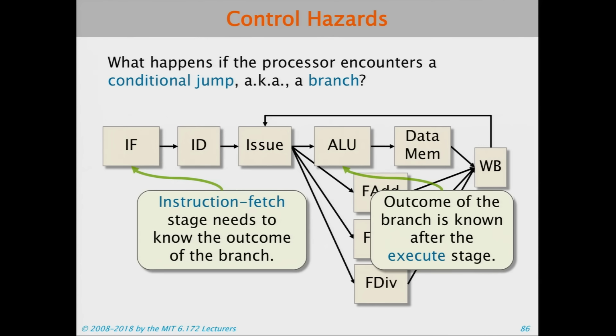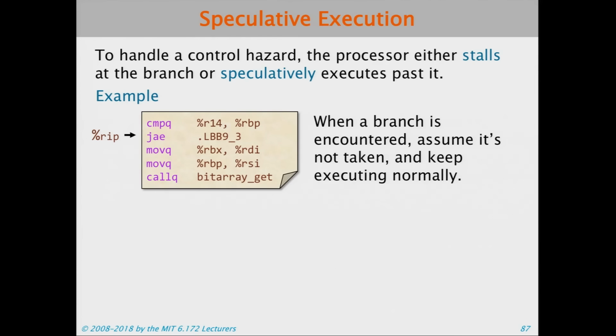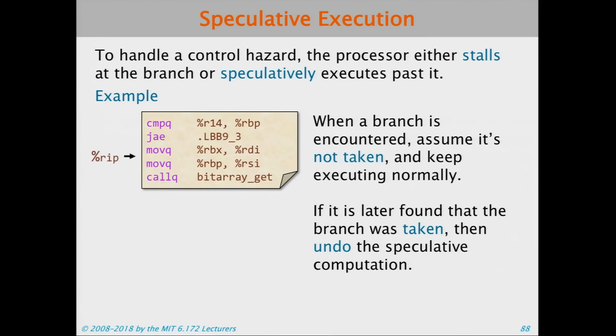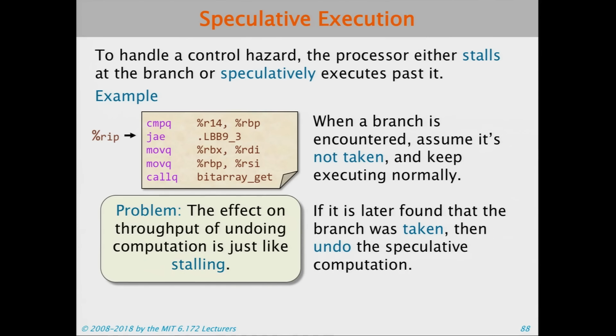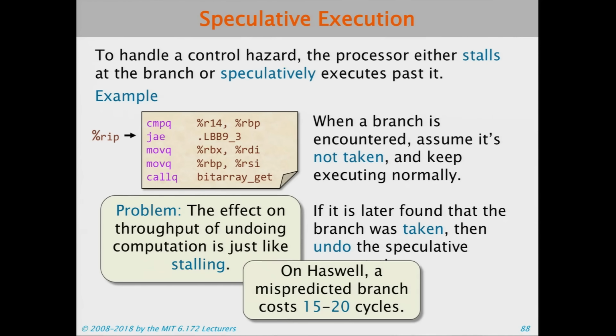In that case, what they do is what's called speculative execution, which you've probably heard of. Basically, I'm going to guess the outcome of the branch and execute. If it's encountered, you assume it's taken, otherwise you execute normally. If you're right, everything is hunky-dory. If you're wrong, you have to undo that speculative computation, and the effect is sort of like stalling, so you don't want that to happen. A mispredicted branch on Haswell costs about 15 to 20 cycles.